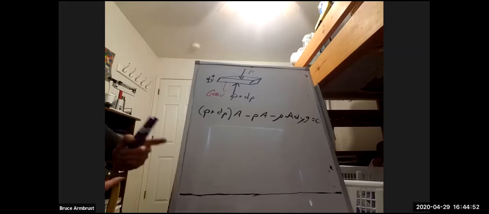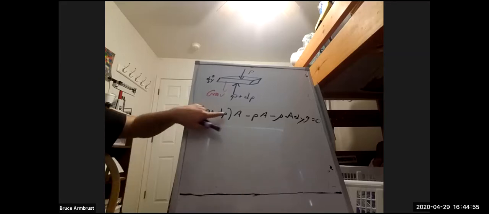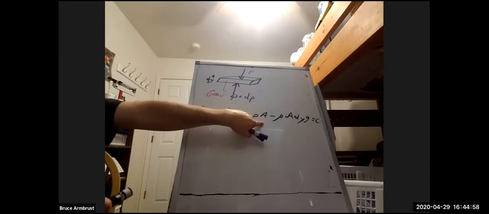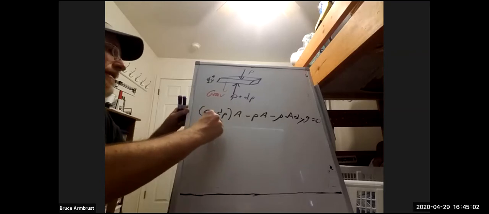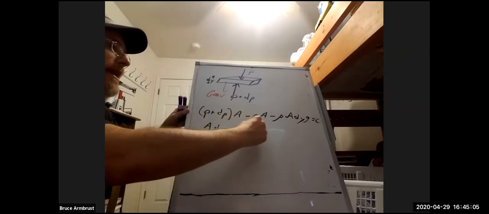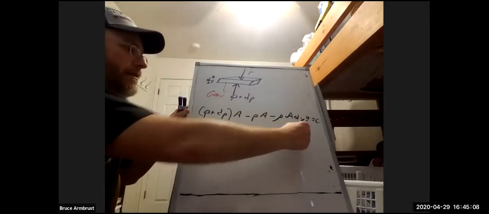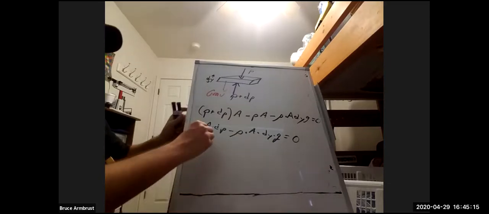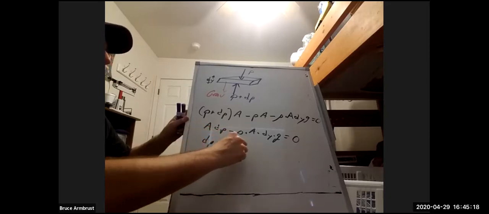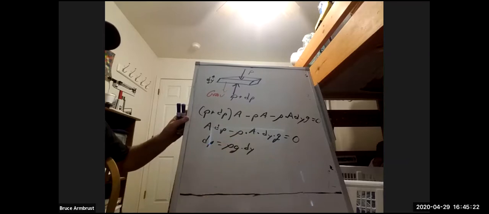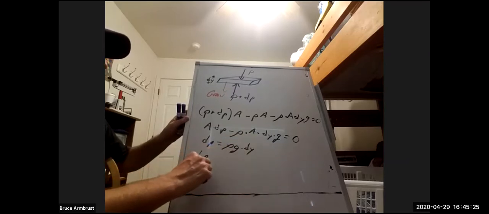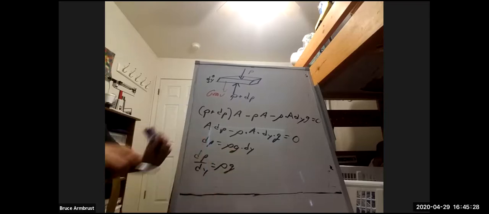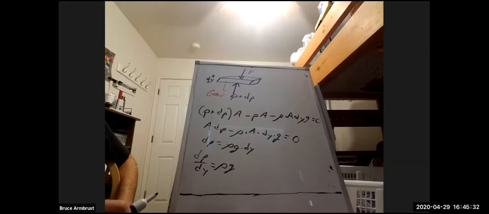All right. Well, let's simplify this a little bit. Notice that when I distribute, the P times A is going to cancel. So that's going to go away. So we get A times dP minus rho times A times dy times g equals zero. Also, the A's are going to cancel. So if I move things over, I get dP equals rho times g times dy. I can divide by dy, so I get dP/dy equals rho times g. Well, this will allow me to actually calculate my pressure.